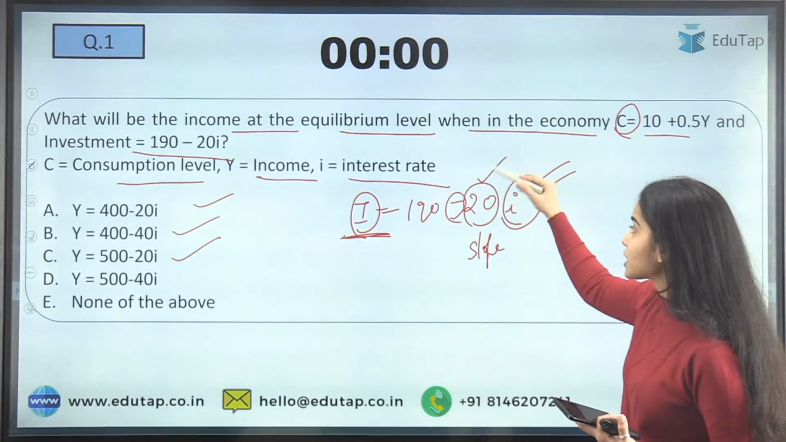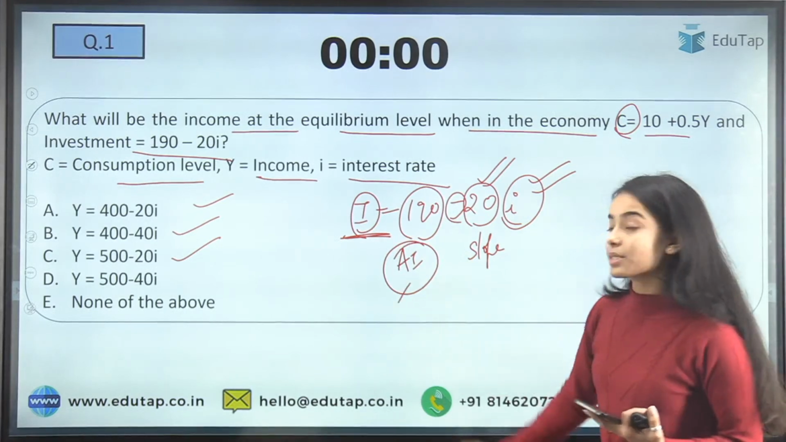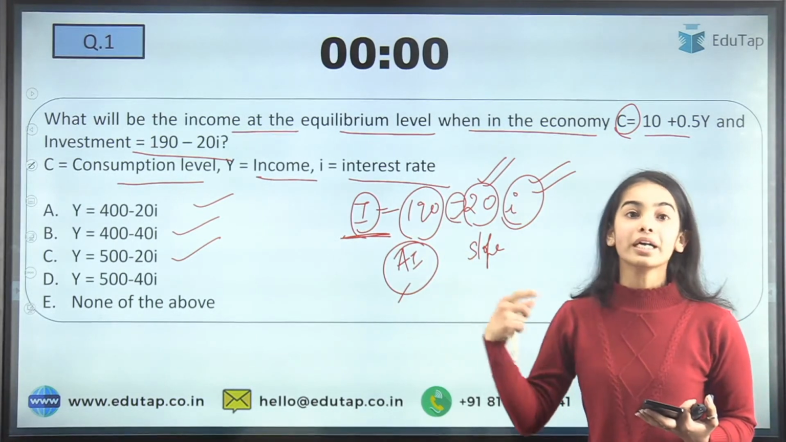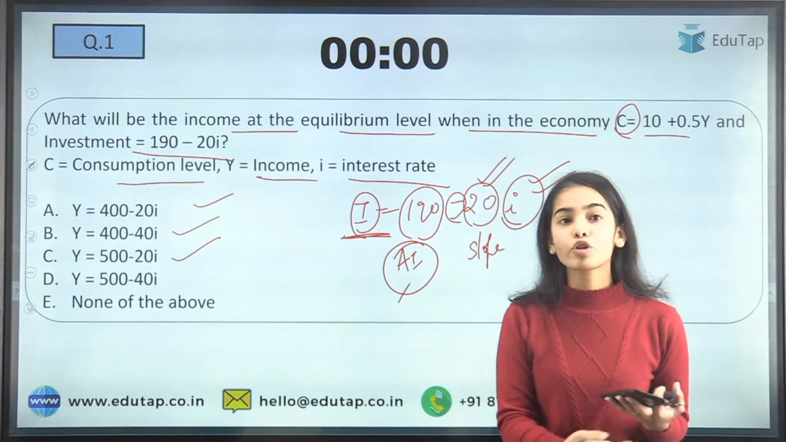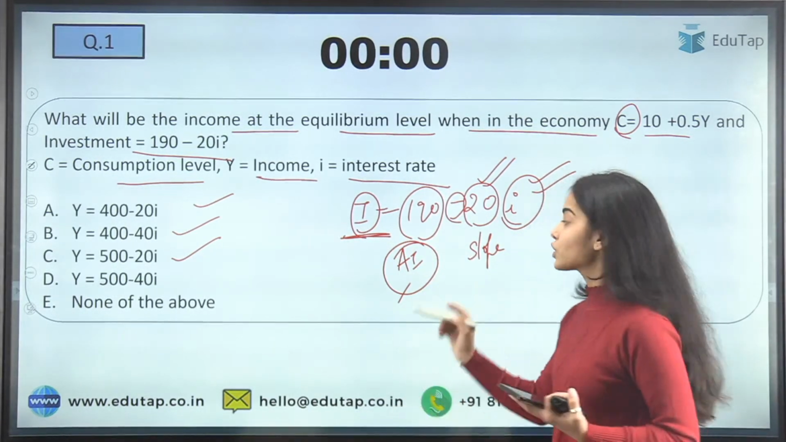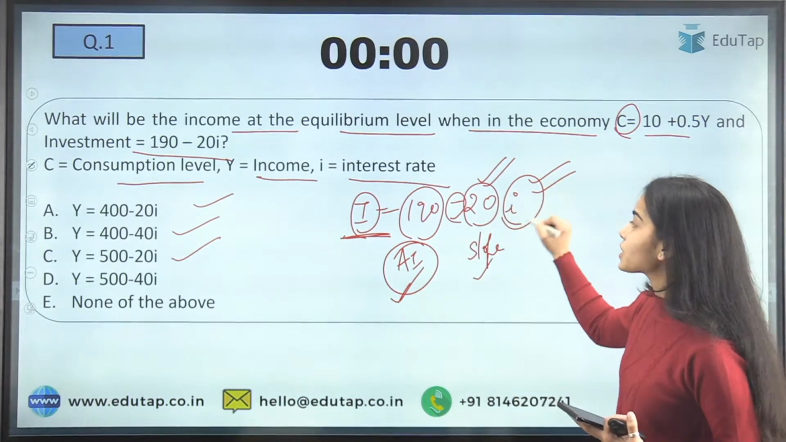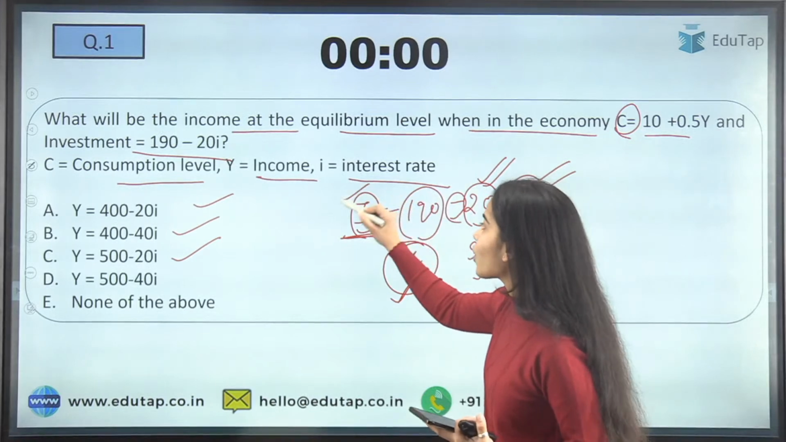This is shown by the slope, and this is the autonomous investment, that is the investment that does not relate to the interest rate. Say you have to make the roads. The government will make the road even if the interest rate is high. So that is the autonomous investment. This is the slope, that is how much the interest rate is changing, and with the interest rate how much the investment is changing.